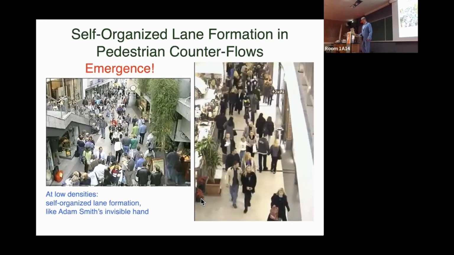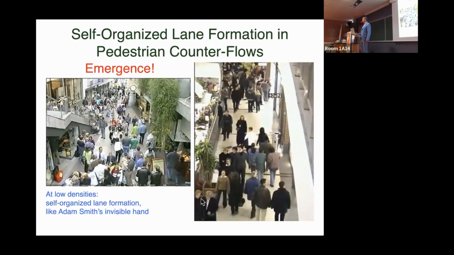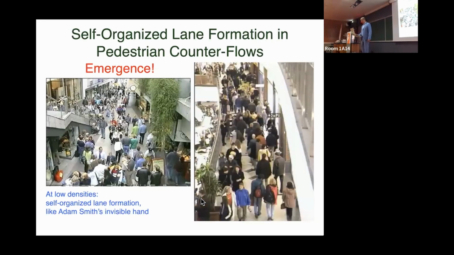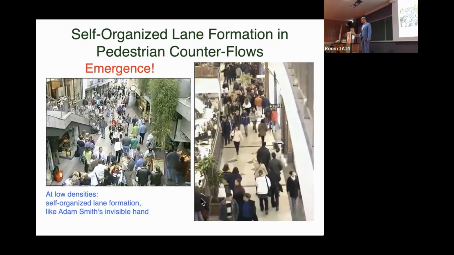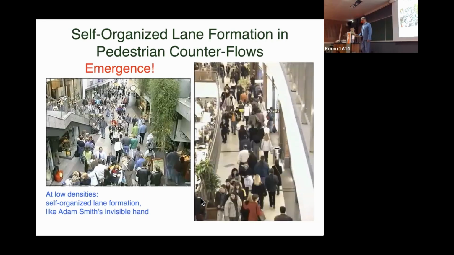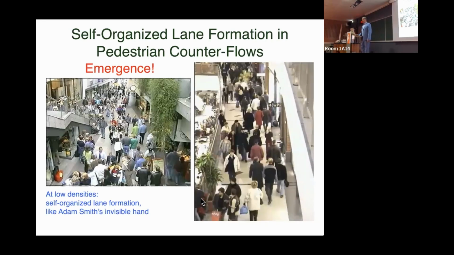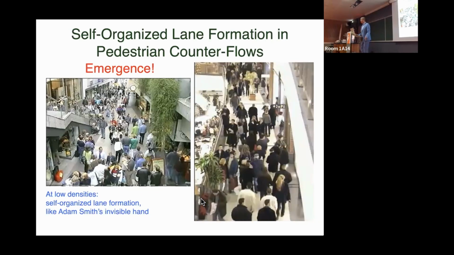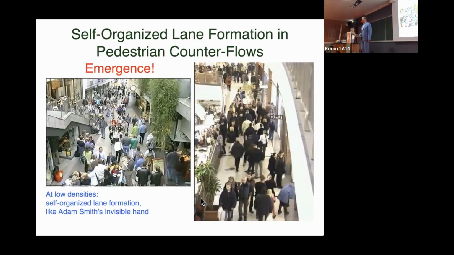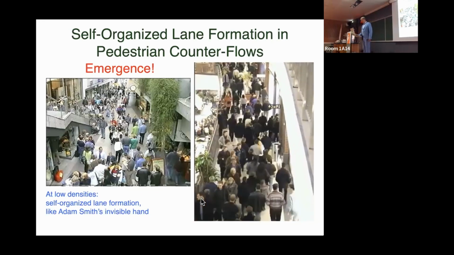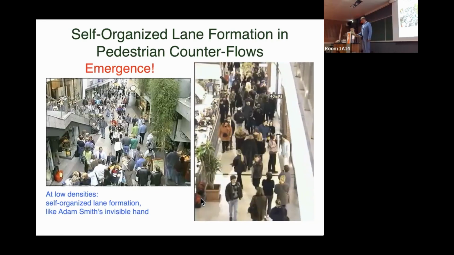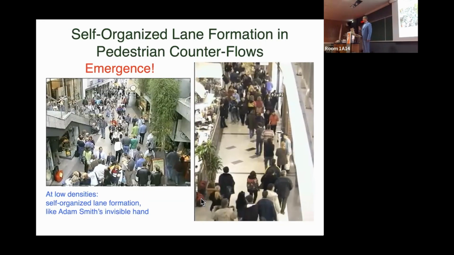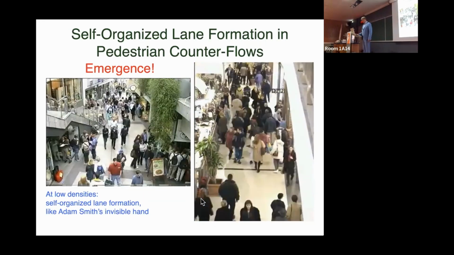So this is not necessarily what you expect, because there's no law telling people how to walk. There's no police telling people what to do. And most people are not even aware that they're creating those lanes. So it's really an emergent effect. Something new happens when many people interact with each other.